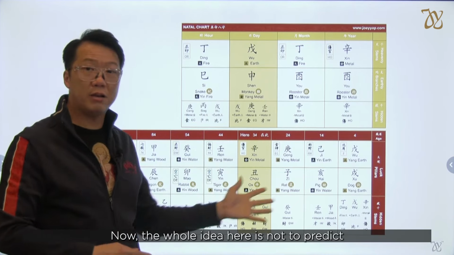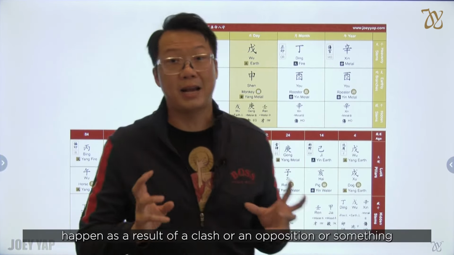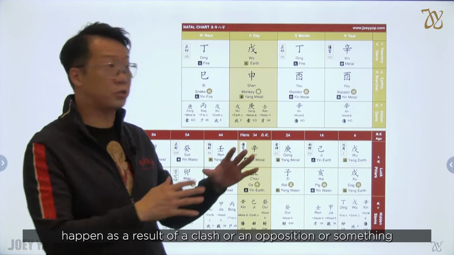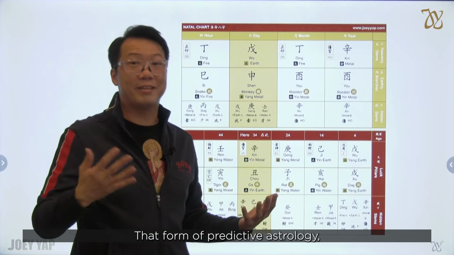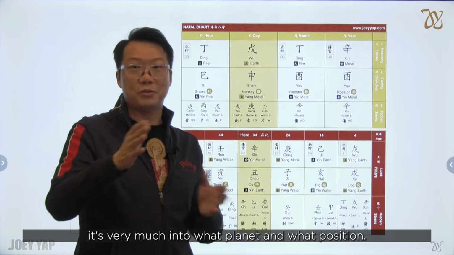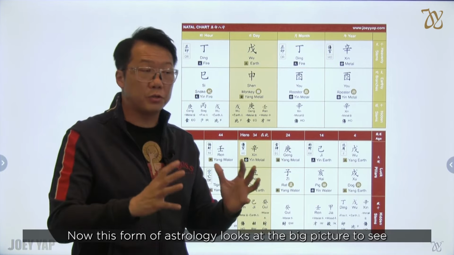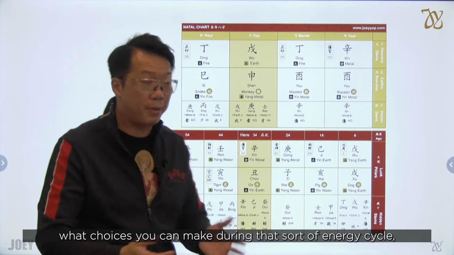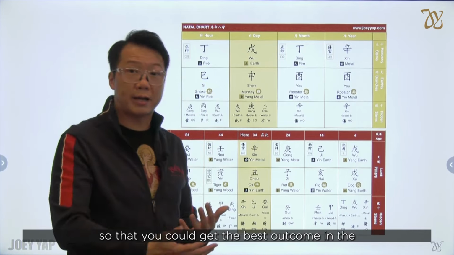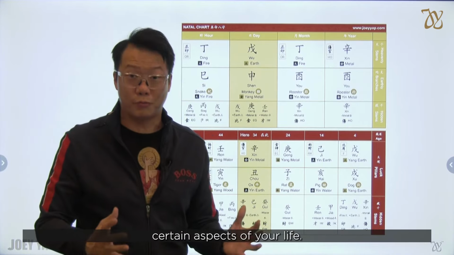Now, the whole idea here is not to predict what certain events can happen as a result of a clash or an opposition or something in the chart. We're not supposed to do that. That form of predictive astrology is very much about which planet and what position. This form of astrology looks at the big picture to see what vibrational energies affect the person, and what choices you can make during that energy cycle so that you can get the best outcome in certain aspects of your life.